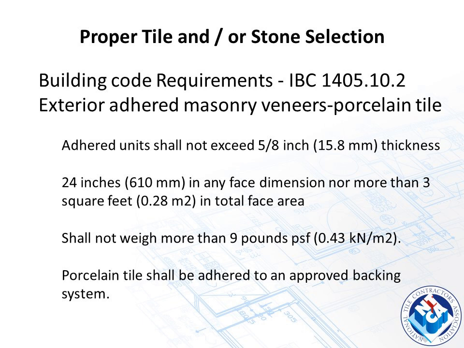Let's talk a little bit about what it says in the code regarding porcelain tile. The International Building Code today, in section 1405, has exterior adhered masonry veneers. One section of that is porcelain tile. Today, the requirements are adhered units shall not exceed 5/8 of an inch in thickness, nor 24 inches in any face dimension, nor more than 3 square feet in total face area. Now I know I just mentioned tiles that are 3 foot by 10 foot. How does that fit into no more than 2 feet in any dimension? There's commonly some variances to this code, and many areas will accept larger tile.